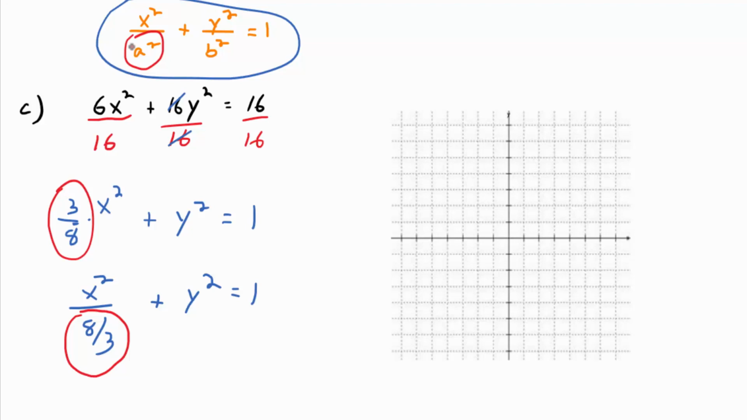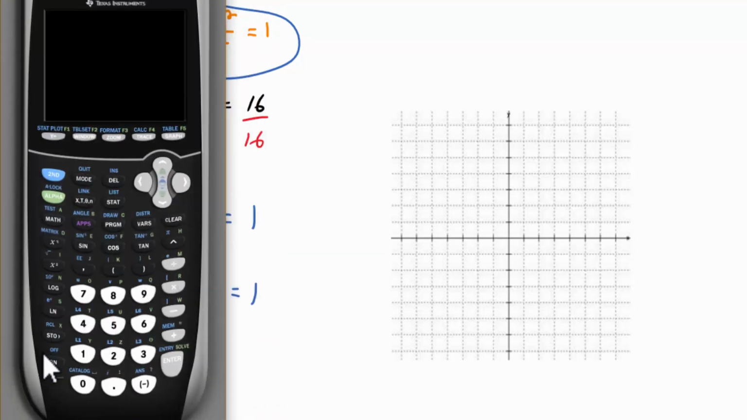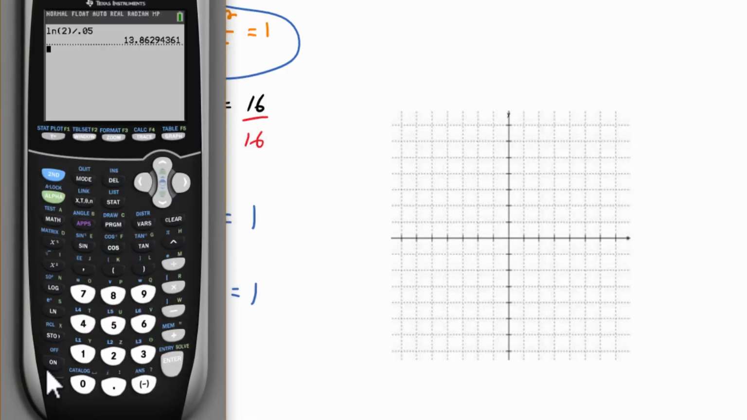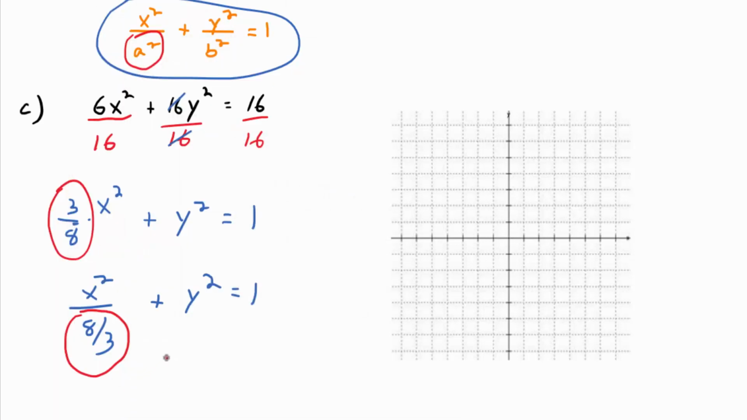Well, that's not as bad as it looks. I mean, what's the square root of 8/3? Just get an estimate for it. Second function, square root of 8 divided by 3. It's about 1.6. The square root of 8/3 is about 1.6. Now, you don't see it, but what's the denominator of y squared? 1. Or you could think of it as 1 squared if you like, right?